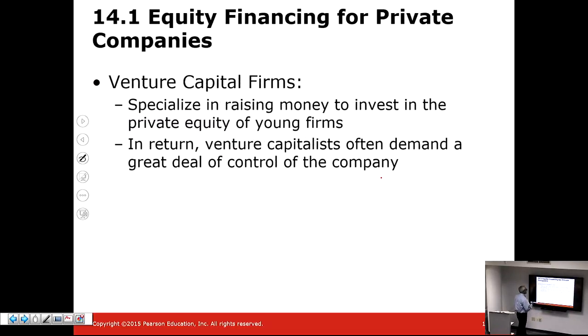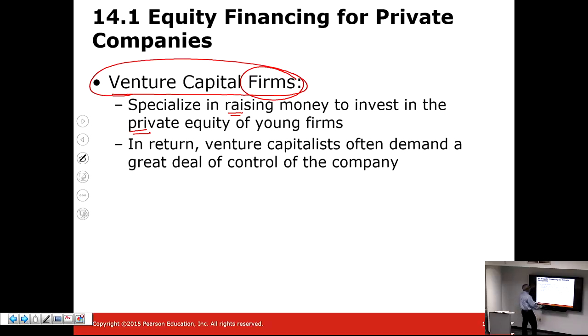Then we go on to venture capitalists when the firm grows a little bit bigger, a little bit more stable, and has a little more business history. Then they will reach out to venture capitalist firms. Now, these are specialized businesses. Their job is to specialize in raising money by providing private equity to young firms.